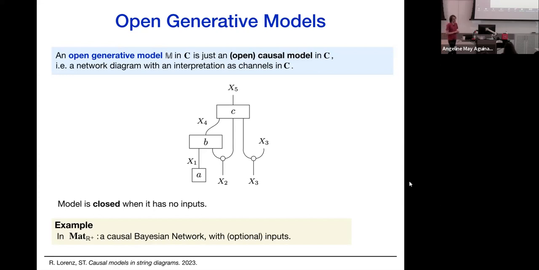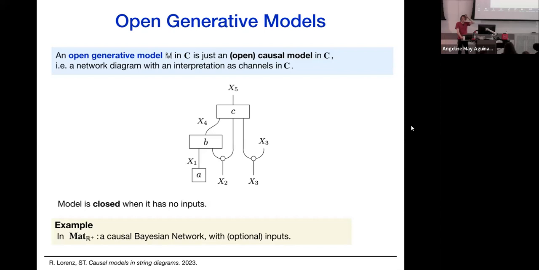And the open part here refers to how we allow not just network diagrams with no inputs, that was on the previous slide, but now we allow our network diagrams to actually have potential inputs as well. So this diagram here would show the structure of an open generative model now, where x2 and x3 are the inputs, and x3 is also an output, and x5 is an output. x1 and x4 are hidden or internal variables. And so to give a causal model of this form, you just give these channels A, B, C, and you give all the objects for the wires in your CD category. I will call them closed when they don't have any inputs. If you take in our example category MATR+, this is just one of these causal Bayesian networks, except we allow optional inputs. So like x2 and x3 don't have any channels specified, they're just inputs to the whole system.